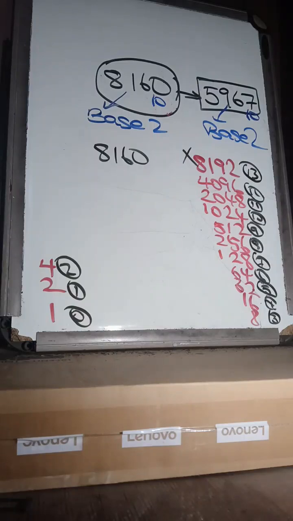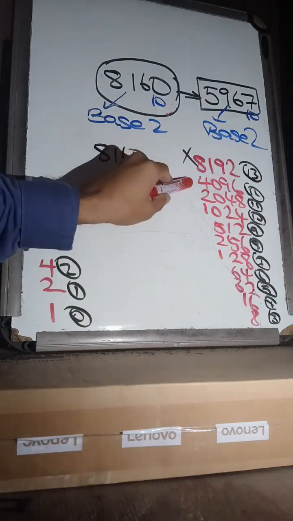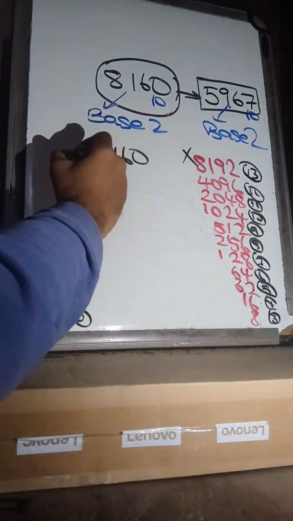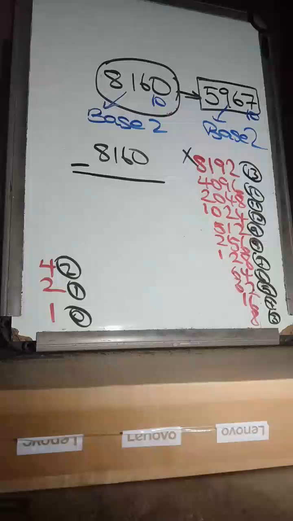So therefore, the largest amount of 4096 would have to be 1. Right? It has to be 1. We're not going to get no, because all we have in binary is 0 and 1. Right? So we're going to subtract the 4096 from this.